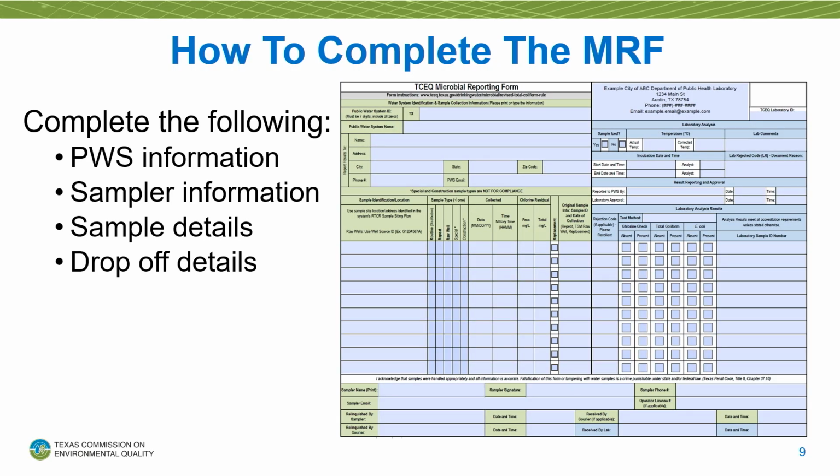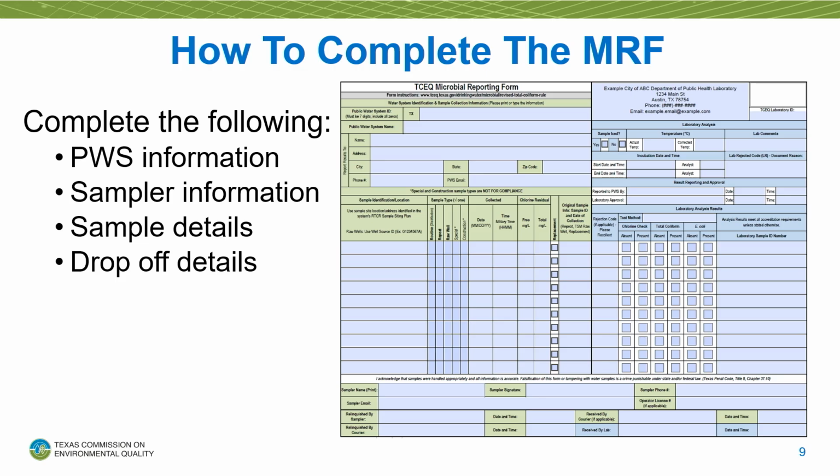So next, we'll discuss how to complete the microbial reporting form. As a public water system, your focus is going to be on the left-hand side, or essentially anything with a green header. So at the top, you're going to fill in your PWS information. This is going to be your public water system name and ID. It can be found on Drinking Water Watch. And contact information for your lab to report that information to. We also will reference that, so make sure that information is up to date and those voicemails are being checked.